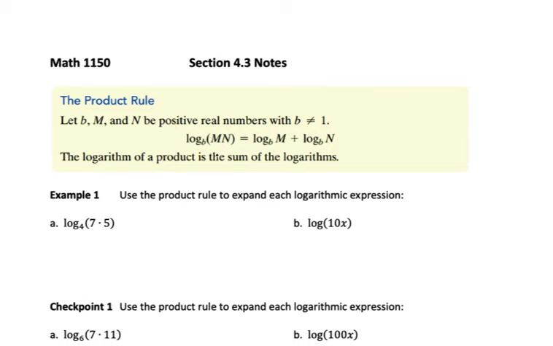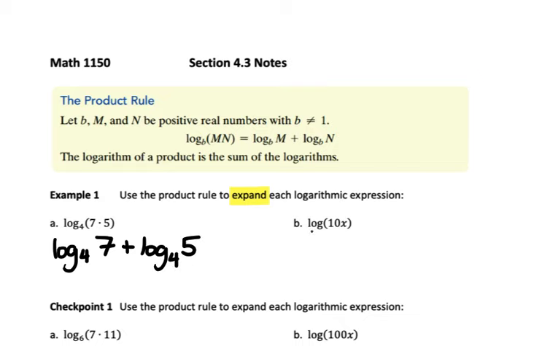So we're going to look at example one. It says to use the product rule to expand each logarithmic expression. When you see the word expand in a problem, what that means is that you're breaking one logarithm up into multiple logarithms. So for part A, we have log base 4 of 7 times 5. So I would break this up into log base 4 of 7 plus log base 4 of 5.